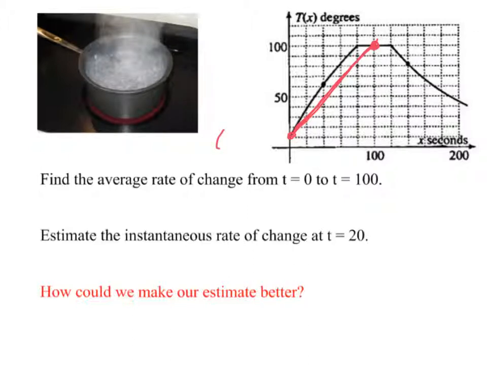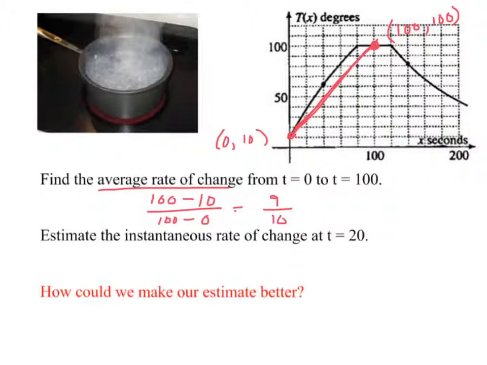So let's think about this in terms of just points again, like we did on the previous example. We're going to have a point 0, 10, and up here we're going to have the point 100, comma 100. So if I'm thinking of slope, the average rate of change means slope, I've got 100 minus 10 over 100 minus 0. So I've got 90 over 100, or 9/10. And let's use some units here. We've got the change in y, so degrees, over change in x, so per second. So it's going up 9/10 of a degree per second.